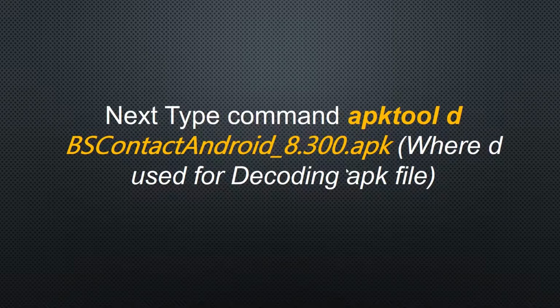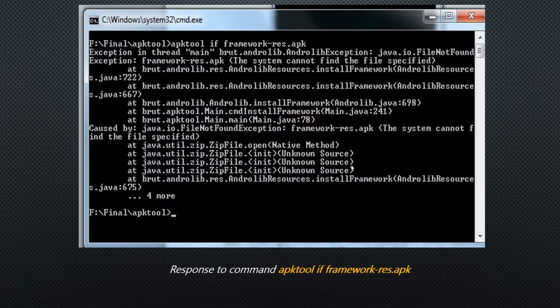Next, type the command apktool d for decompiling bs contact android underscore 8.300.apk, where d is used for decoding the apk file. This will be the response to your command apktool if framework-res.apk.